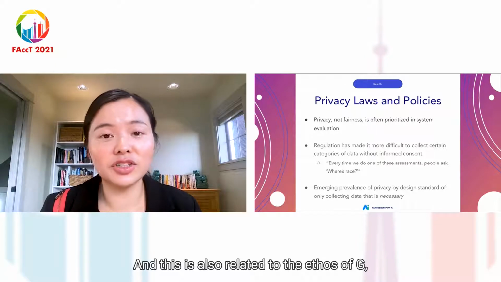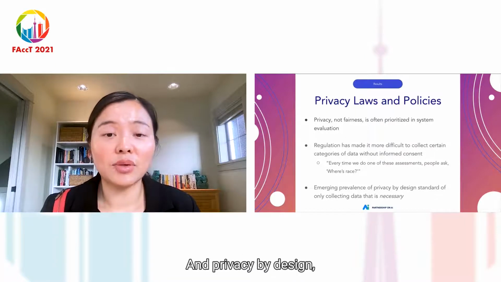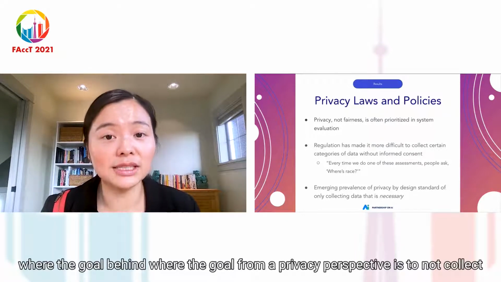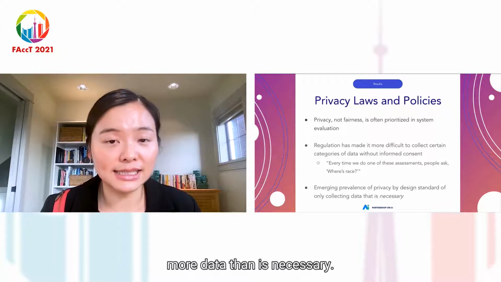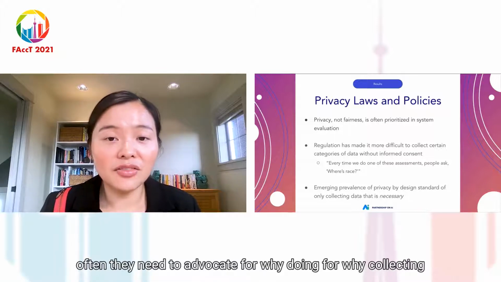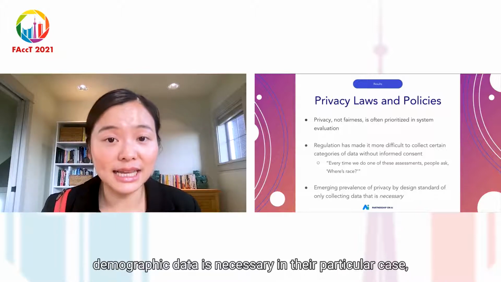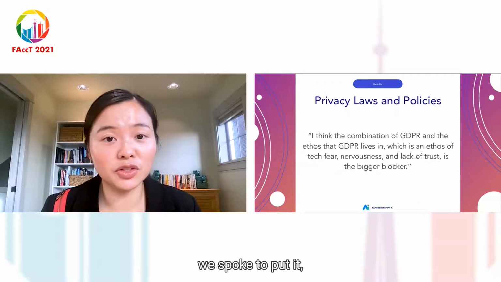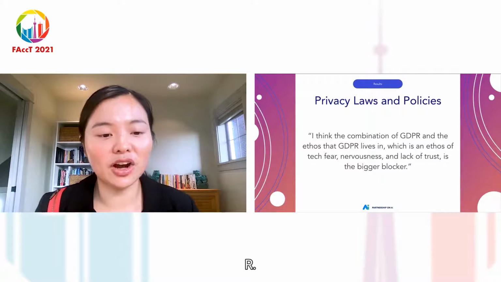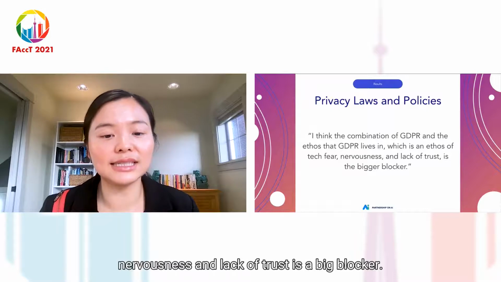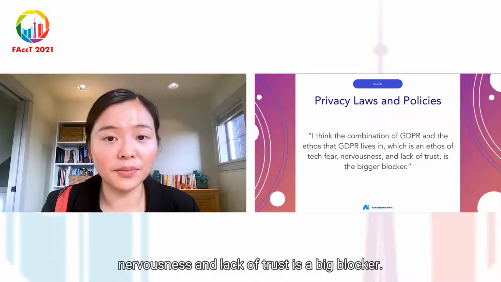And this is also related to the ethos of GDPR and privacy by design, where the goal from a privacy perspective is to not collect more data than is necessary. And so for practitioners that are working on algorithmic bias, often they need to advocate for why collecting demographic data is necessary in their particular case. As one practitioner we spoke to put it, "I think the combination of GDPR and the ethos that GDPR lives in, which is an ethos of tech fear, nervousness, and lack of trust, is a big blocker."